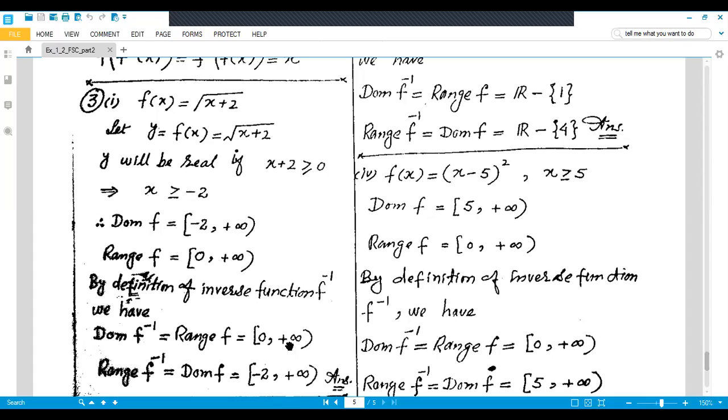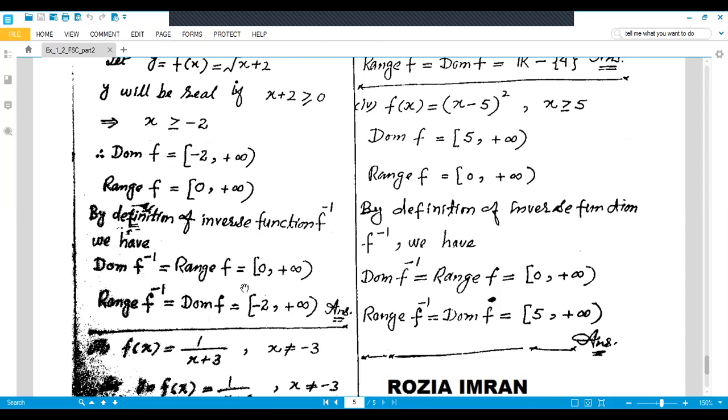So without finding the inverse, we state its domain and range. By definition, for the inverse function, the domain of f inverse is equal to the range of f, and the range of f inverse is equal to the domain of f. Like this, we have to find the domain and range for the inverse function.